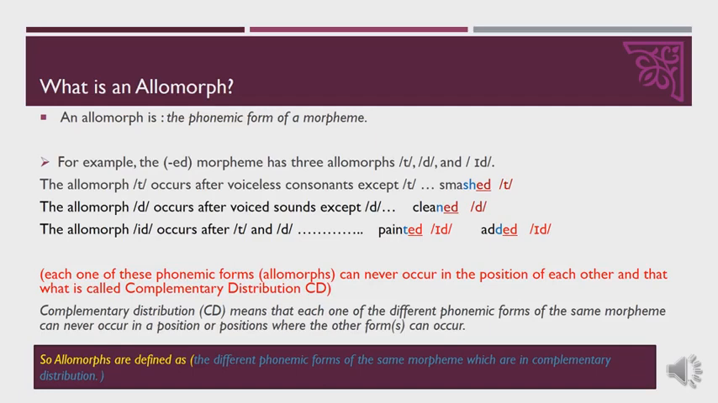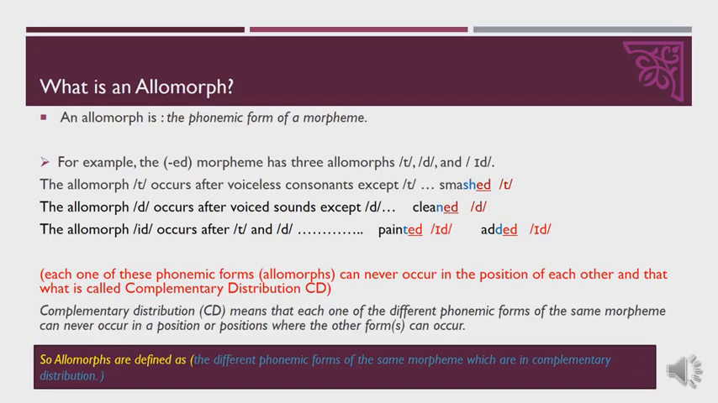When the verb ends with a voiced sound, like voiced consonants or vowels, except de, the ed is pronounced as de. Clean ends with ne. Ne is a voiced consonant. When we add the ed, it is pronounced as de. Cleaned. So this is the second pronunciation of the ed morpheme, de.